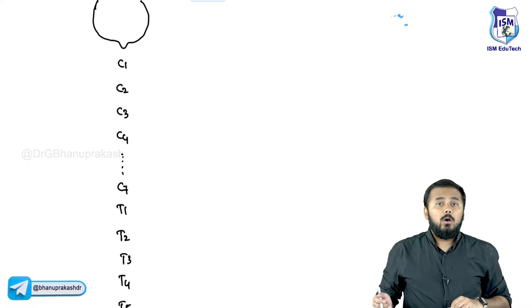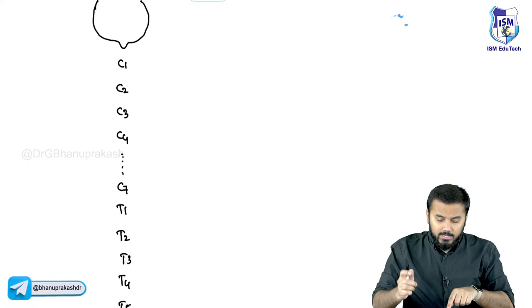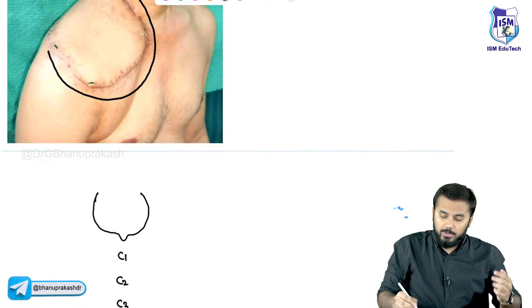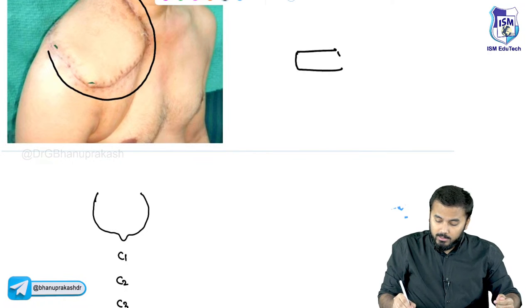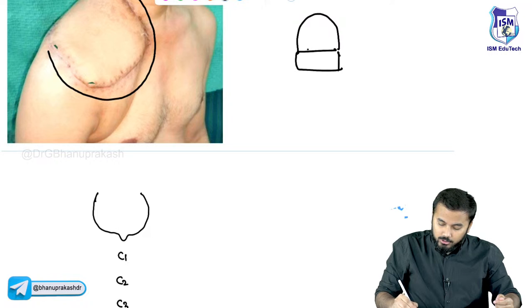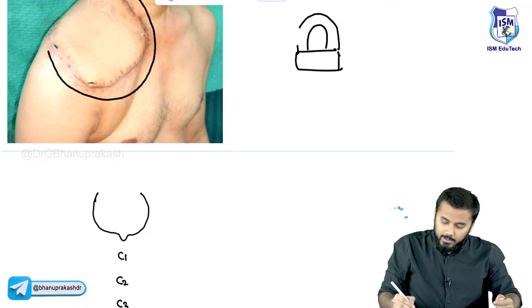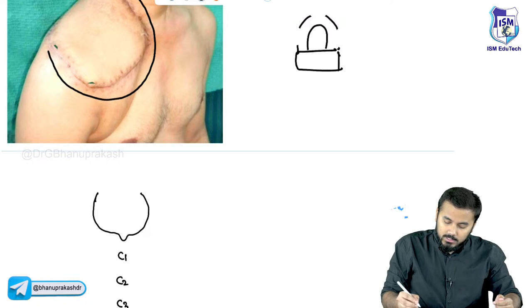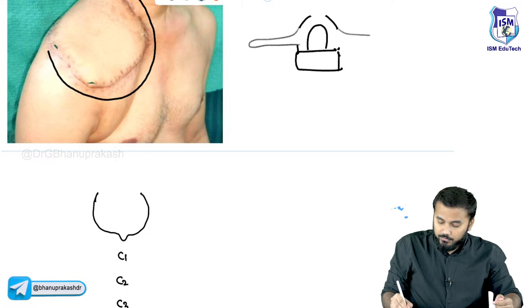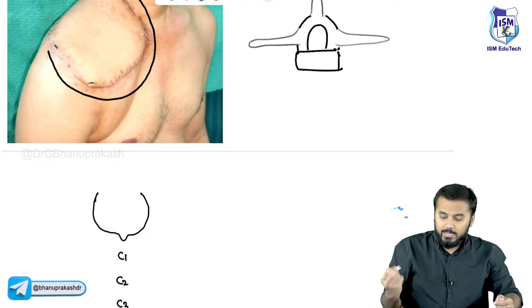Right. Now, all of you know that vertebrae have a transverse process. Very nicely you studied that this is the vertebra. This is the arch of the vertebra, right? And here you have processes. This is called the transverse process of the vertebra, and this is called the spinous process of the vertebra.